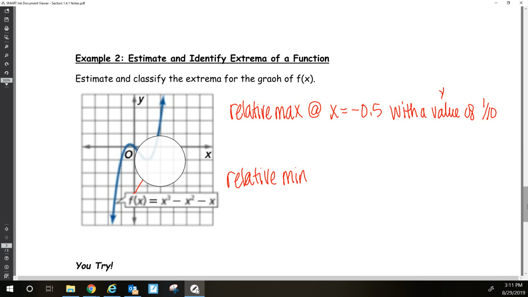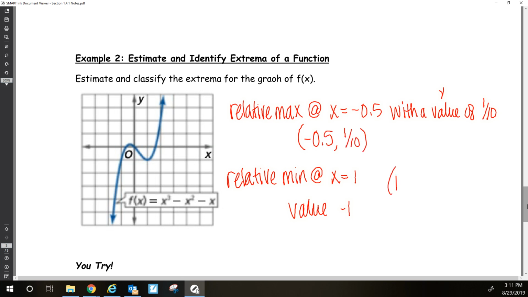Where is my relative minimum at? Well, that's at approximately x equals 1. So that looks pretty dead on. What's my relative min value? That would be negative 1. And then if I just ask you at what point, you're just giving a point. Negative 0.5, 1/10. This point would be 1, 1.